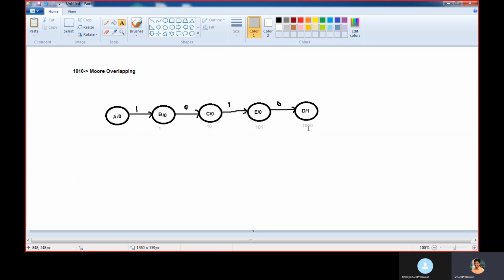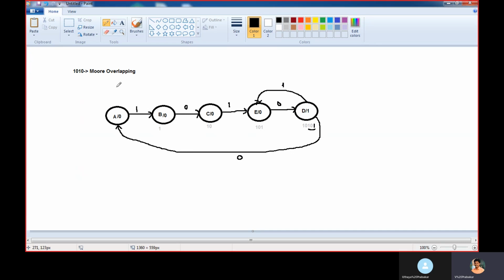After this, if we get 0, it means this pattern is not the sequence of the actual pattern. So we need to check from the starting, when the input is 0. In case the input is 1, okay, 1 0 1 0, again we will get 1. So this pattern, 1 0 1, previously available, is available here. So it will move here for the input 1. Again after this if we get 0 it will move here. Again the pattern is detected, 1 0 1 0.